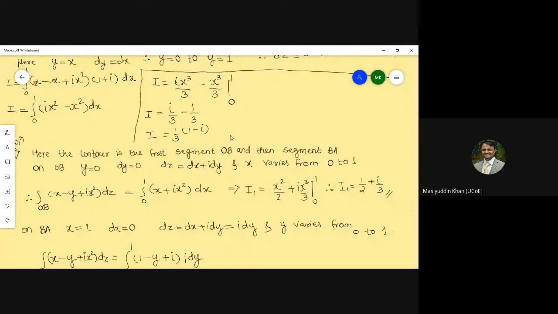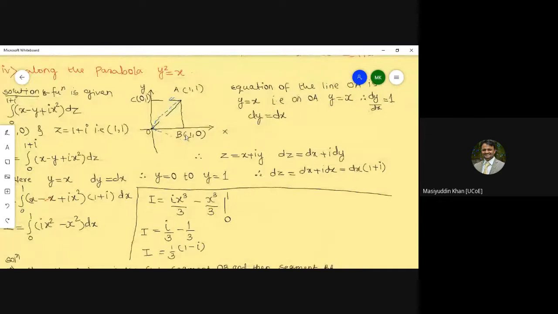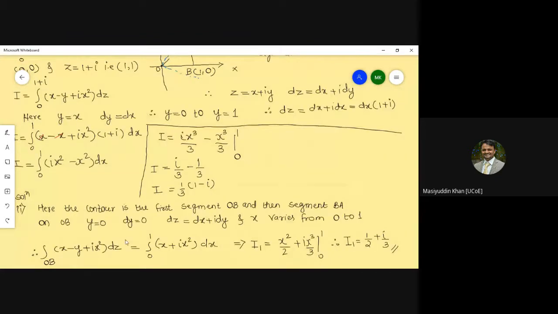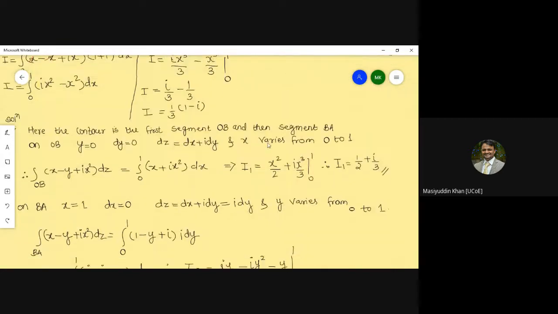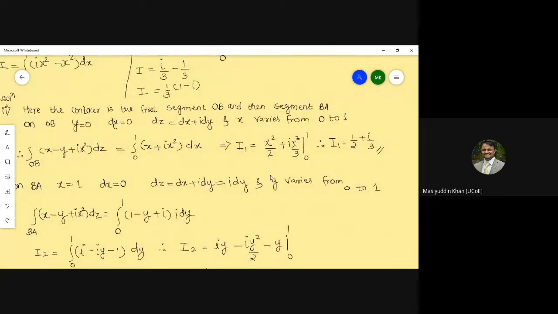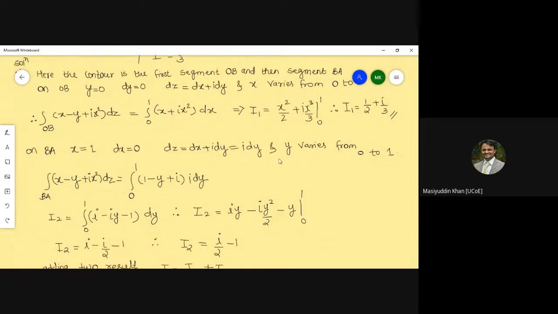In the second problem, the first segment is parallel along the real axis and then parallel to the imaginary axis. In such problems, basically y equal to 0, because when you see the segment OB, you can see that y is 0 and x is 0 to 1. So y is by default 0, so dy is 0. Similarly, substitute in dz, which is dx plus i dy, so the dy part is 0 and x varies from 0 to 1.